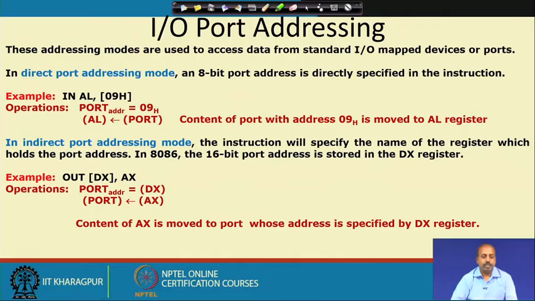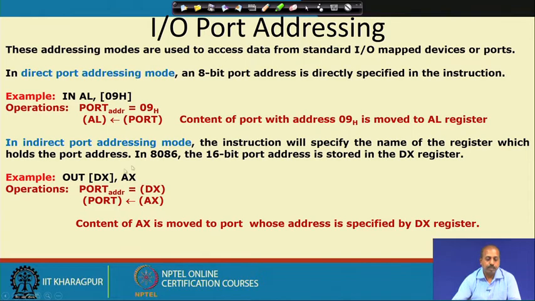For IO port addressing, these addressing modes can access the standard IO mapped devices or ports. So, you can have IN AL, 09 hex. This is an 8-bit port address, so this is a direct port addressing. You can mention one 8-bit port address, like here 09 is the port address. So, this AL gets the content of the port whose address is 09 hex.